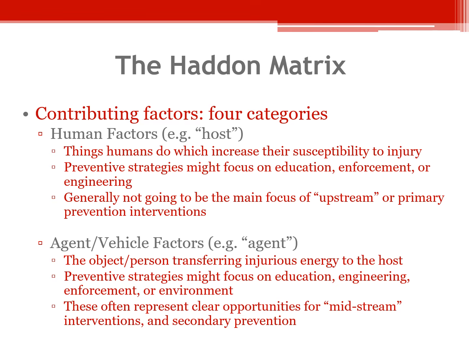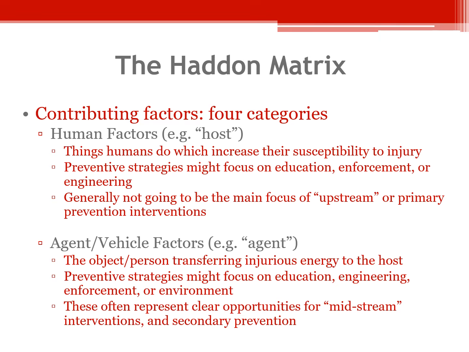The first category of contributing factors are human factors. If we want to think in terms of the epidemiologic triangle, we could call these host factors. What are the things that humans do which might increase their susceptibility to the injury? Or if we're trying to come up with a preventive matrix, things that humans do which could decrease their susceptibility to injury. The preventive strategies that go into the human factors column, they might focus on education, enforcement, or engineering.